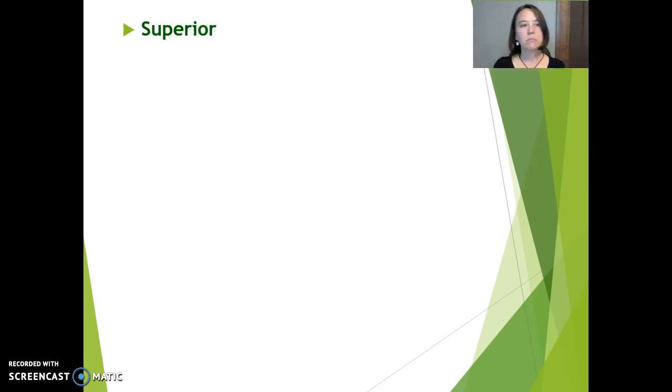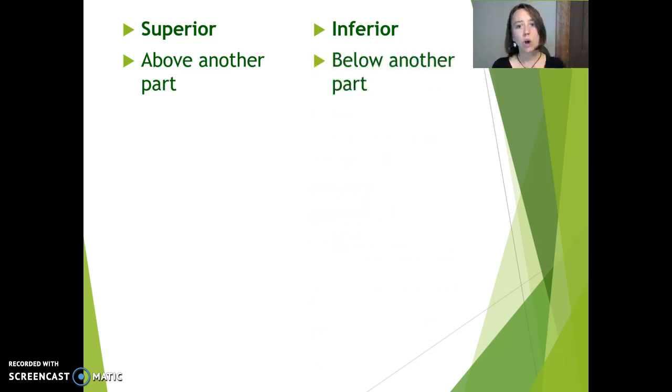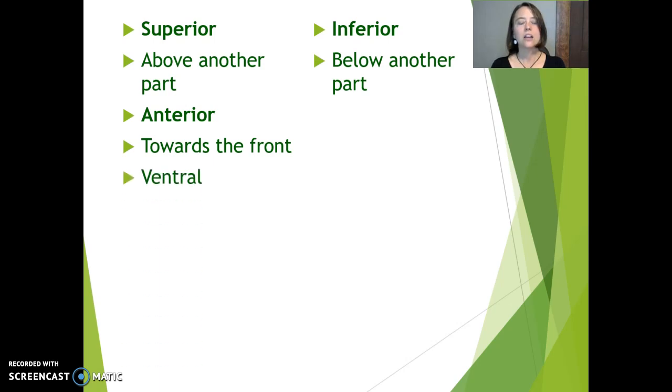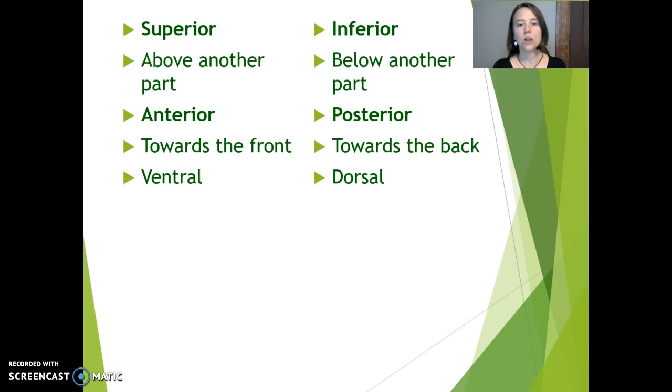Okay, first one is superior, above another part of the body. The opposite would be inferior, below another part. One word is anterior, which is towards the front. Another word in humans is the same as ventral. Ventral means towards the front and anterior means towards the head, but since we stand on two legs, anterior and ventral are the same in humans. So posterior is towards the back, and another word is dorsal, also towards the back.